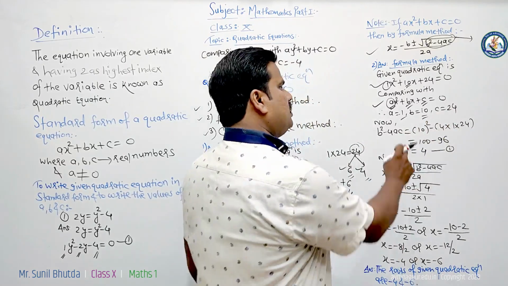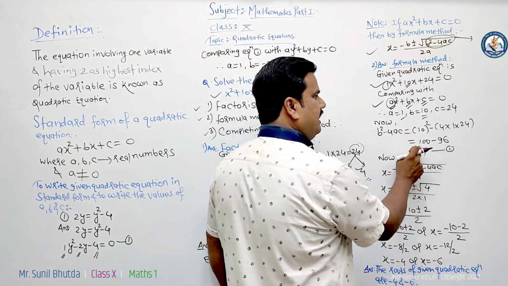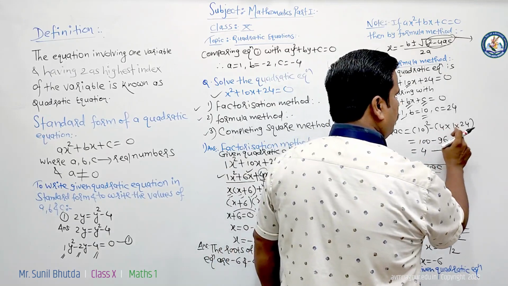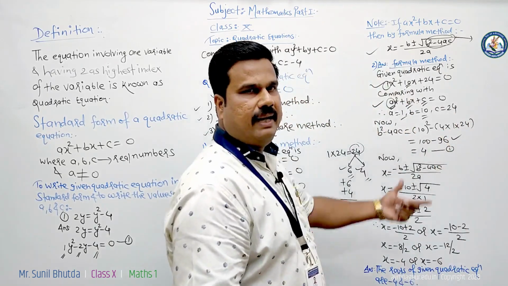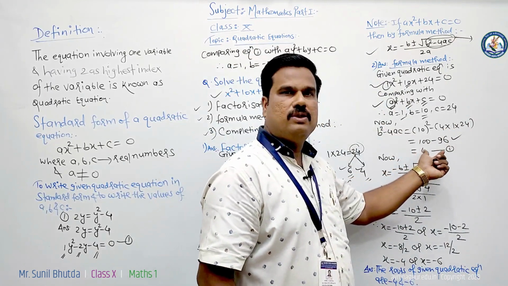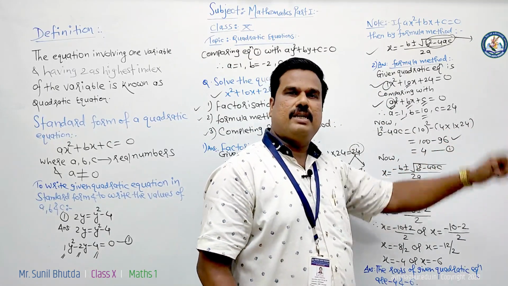Now, square of 10 is 100. 4 into 24 will give 96, and 100 minus 96 will be equal to 4. This is our equation number 1.